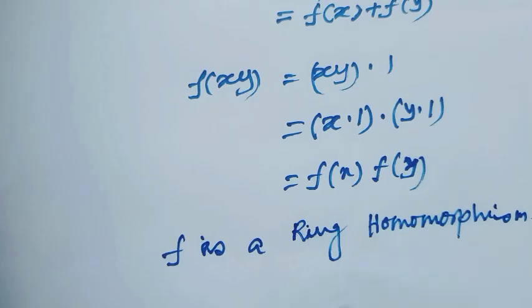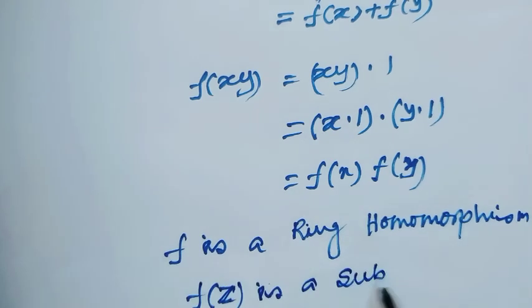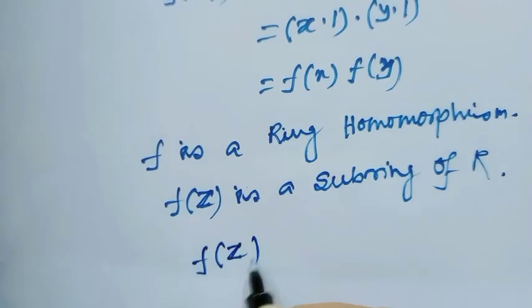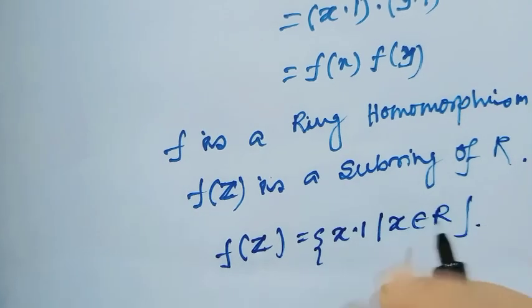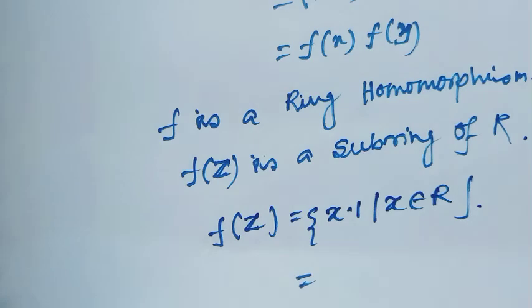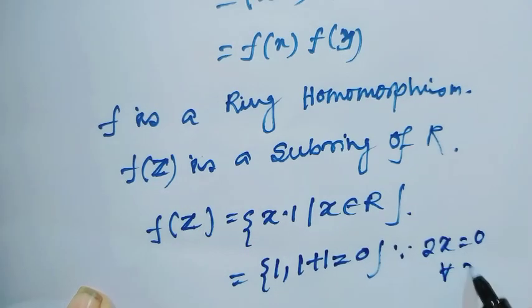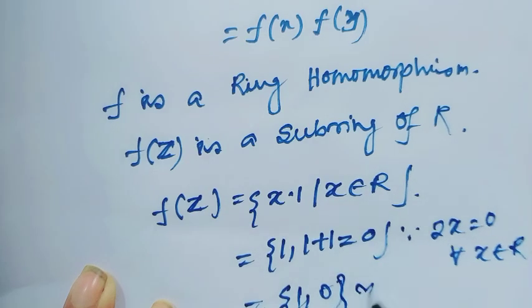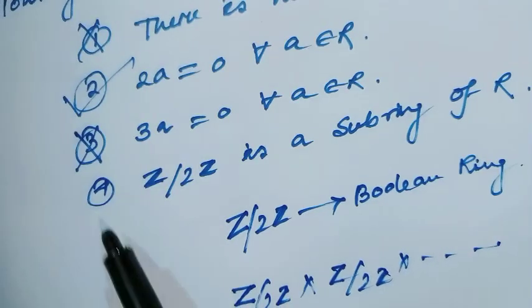This mapping is a ring homomorphism, and f of Z is a subring of the ring R, because f of Z equals x times 1 where x belongs to R, and this is equal to 1 plus 1, which would be equal to 0, because here 2x equals 0 for all x belongs to R. That means this is actually {0, 1}, which is isomorphic to the ring Z2. That means option 4 is a right option. Z mod 2Z is a subring of the ring.